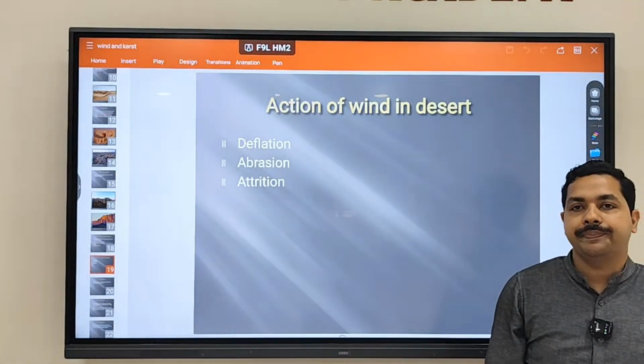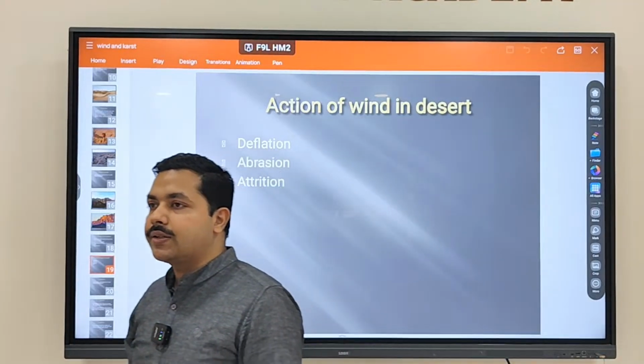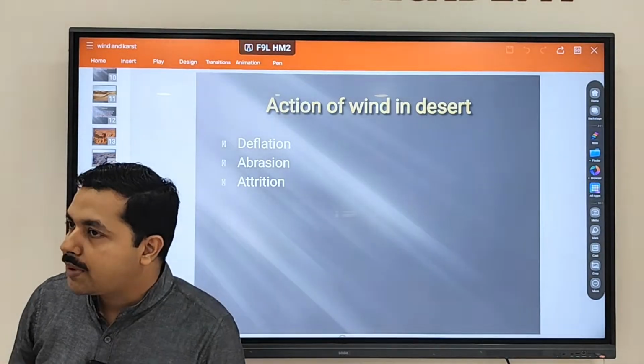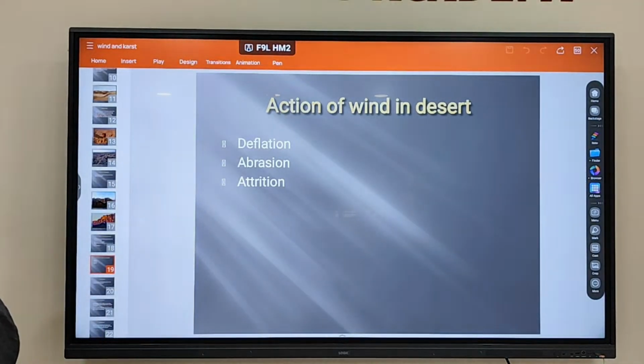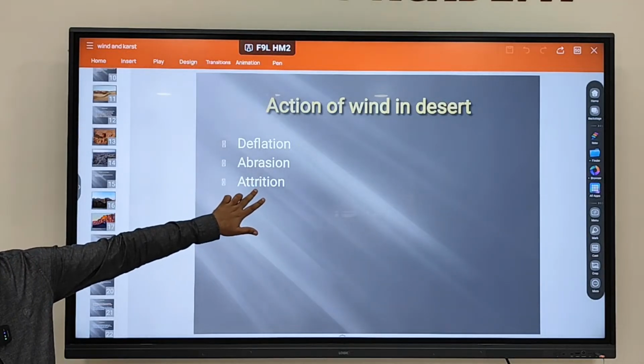What is attrition? Last class we discussed this term attrition. What does this term attrition mean? We discussed when a river moves, rivers carry sediments. These sediments will collide with each other. When they collide with each other, what will happen? They will be further broken down. This process is referred to as the attrition process.